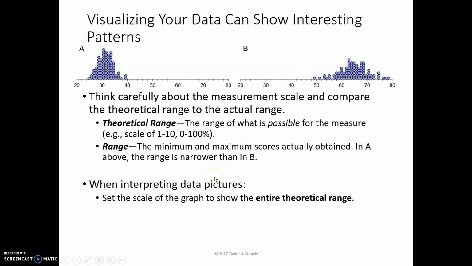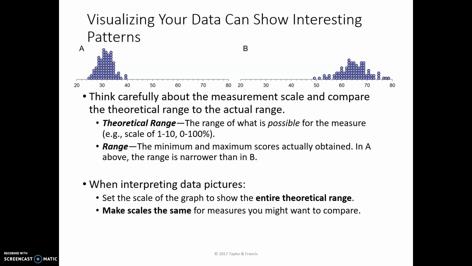Now, when interpreting data pictures, and sometimes this is really tricky because sometimes people like to cut off their axes, show the entire theoretical range if you can. That is not being done here, but you should do that. I've seen really bad graphs where people cut off the theoretical range to make the data look more powerful or more important than it actually is. So show the entire range of values that are possible.